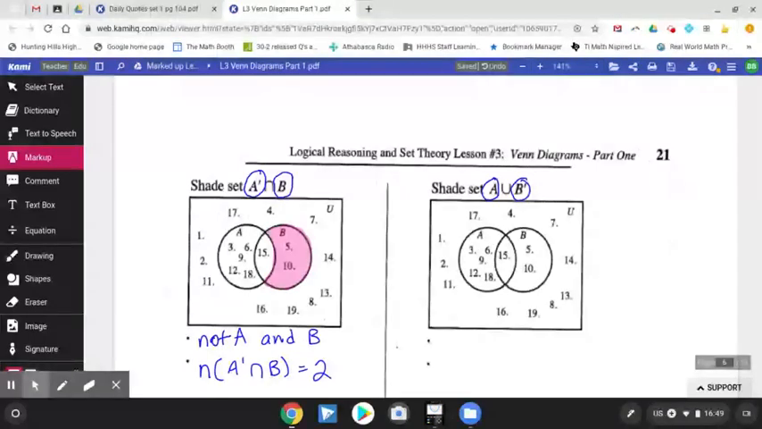So I'm going to shade A. Everything in the circle is A. And I'm going to shade not B. So everything on the outside of B. Remember, these two sets, A and not B, are being added together or combined into one big set. So I don't have to erase, I don't look for overlap. I just shade the two regions and I keep it all.